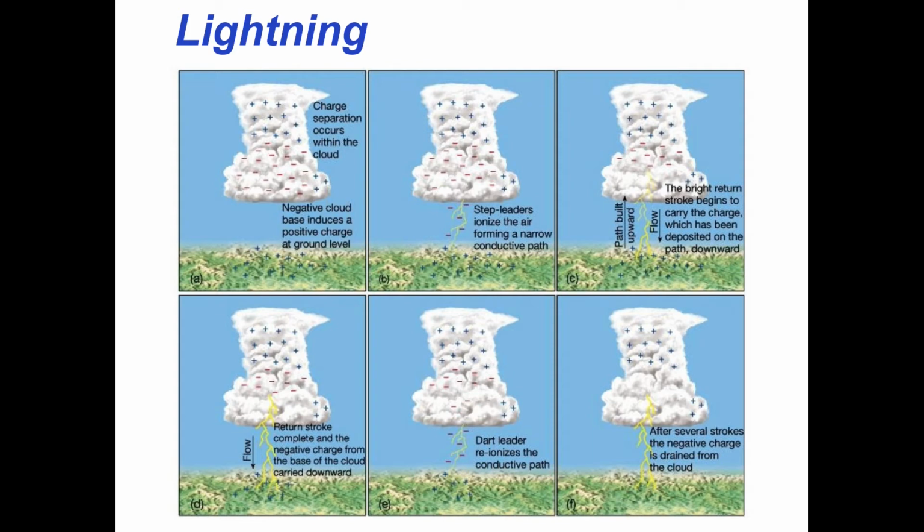And that bolt of lightning, it's about the diameter of a garden hose, and it actually pushes the air molecules apart. And then when the bolt passes through, those air molecules crash back together, creating a sonic boom and thunder.